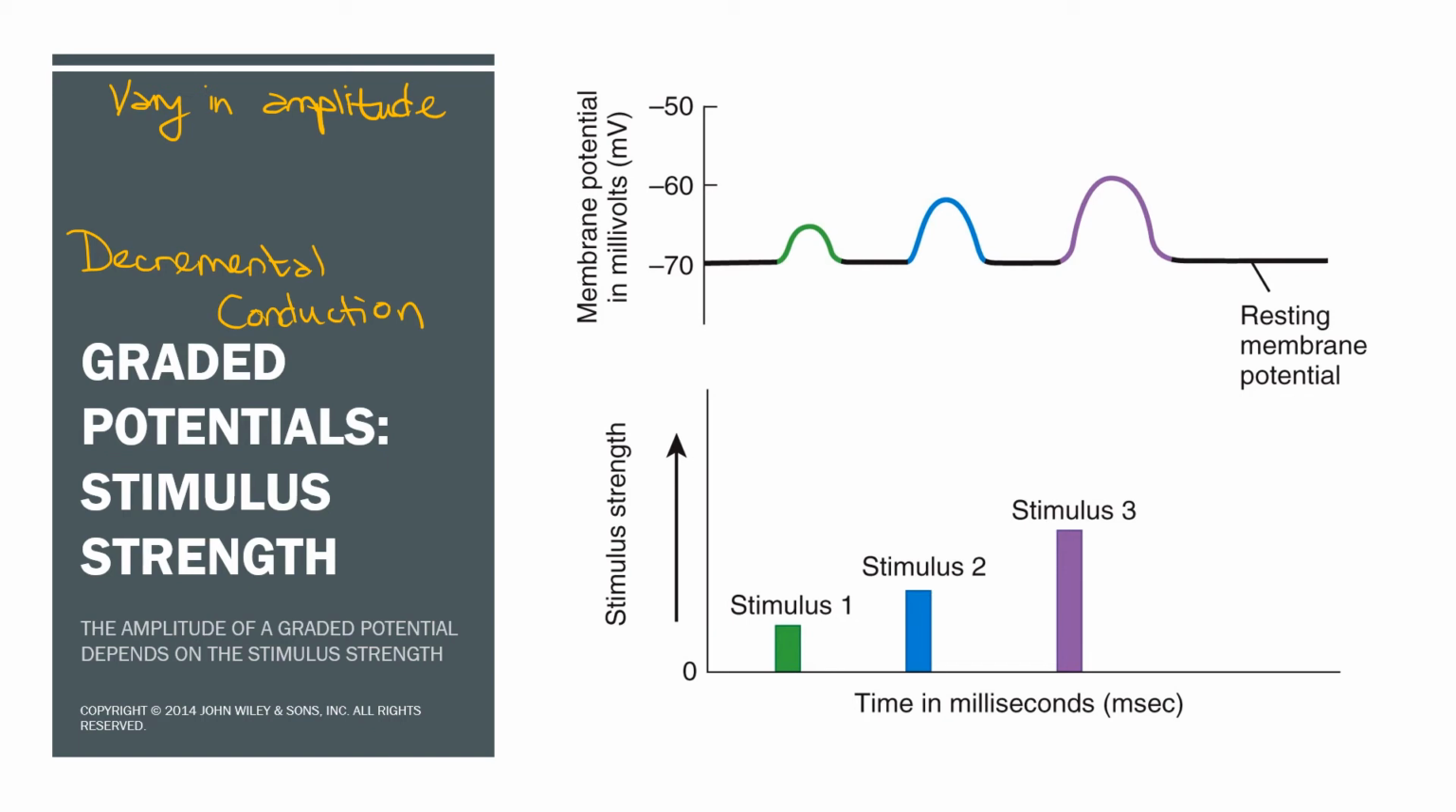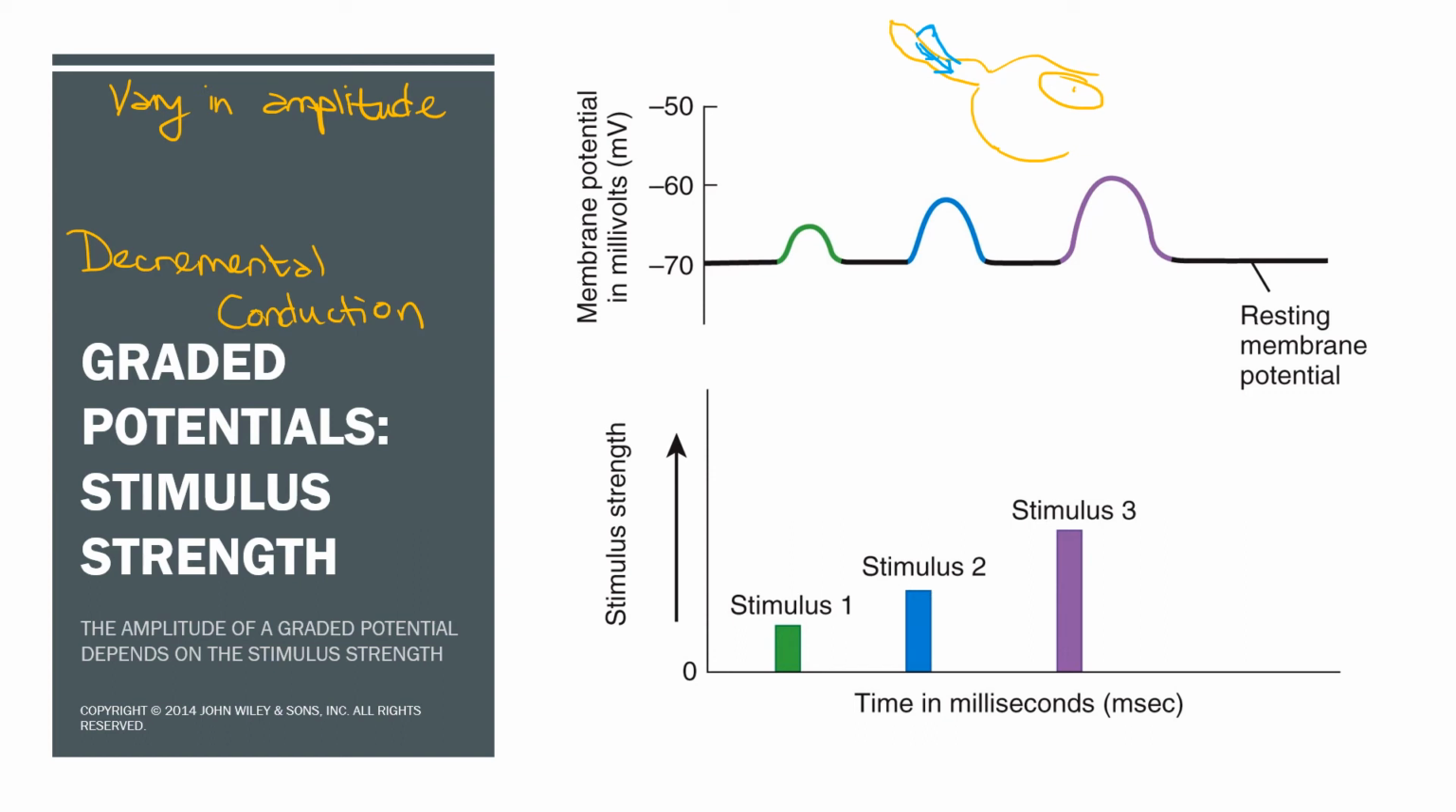Decremental conduction. That's the idea that if we have, say, this is a dendrite on the cell body, and we have a graded potential that comes up right here, as we go further away from this point of stimulus, or this stimulus source, it's going to die out as we go further away. So this is decremental conduction. Because these graded potentials die out within a few millimeters, graded potentials are useful for very short distances.